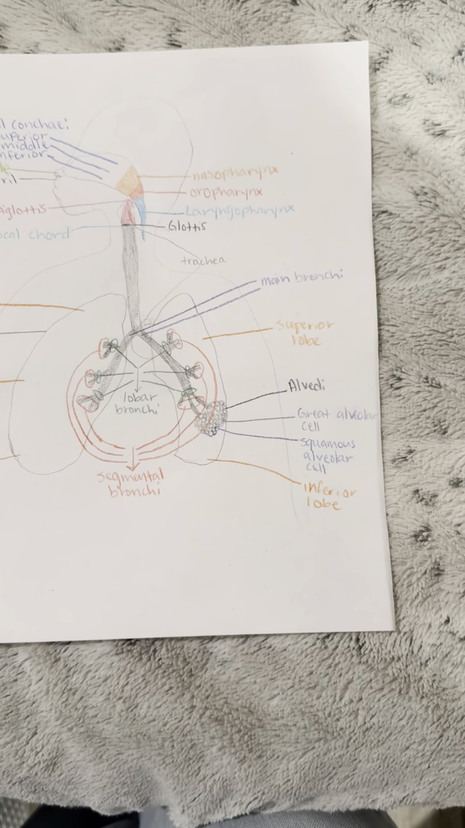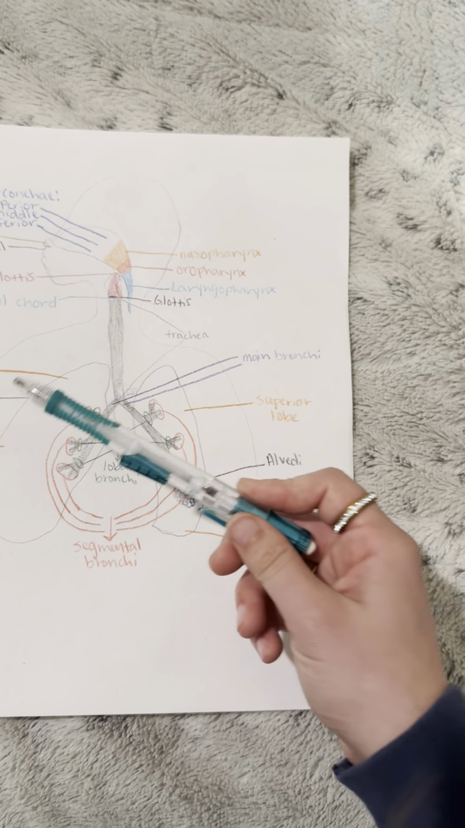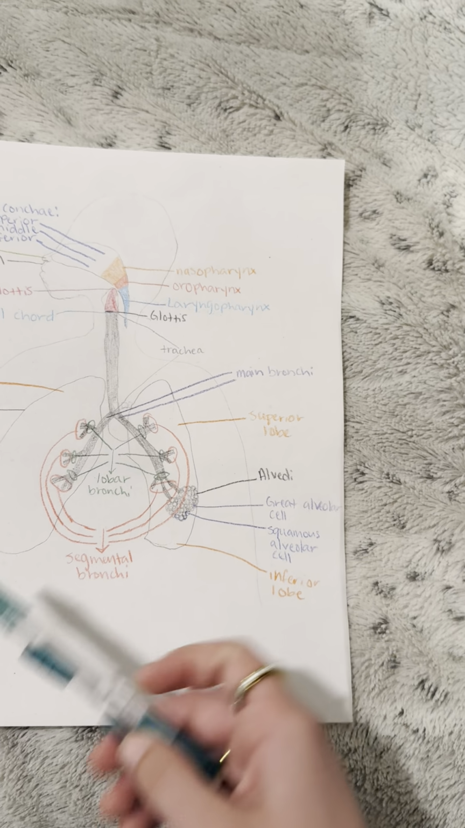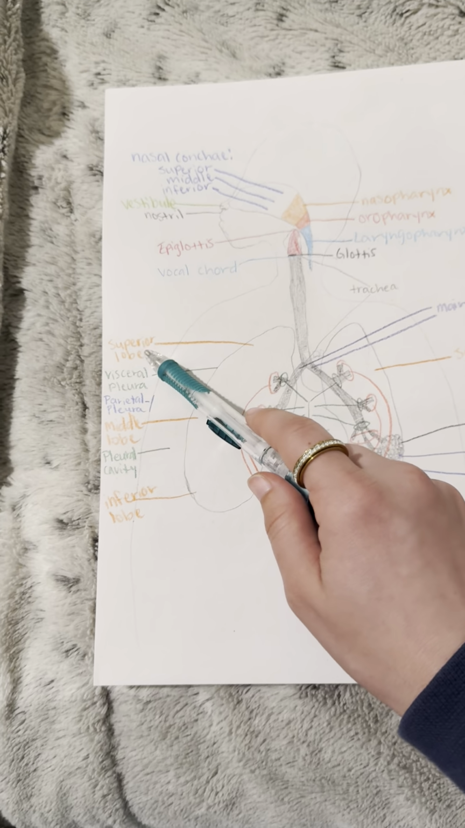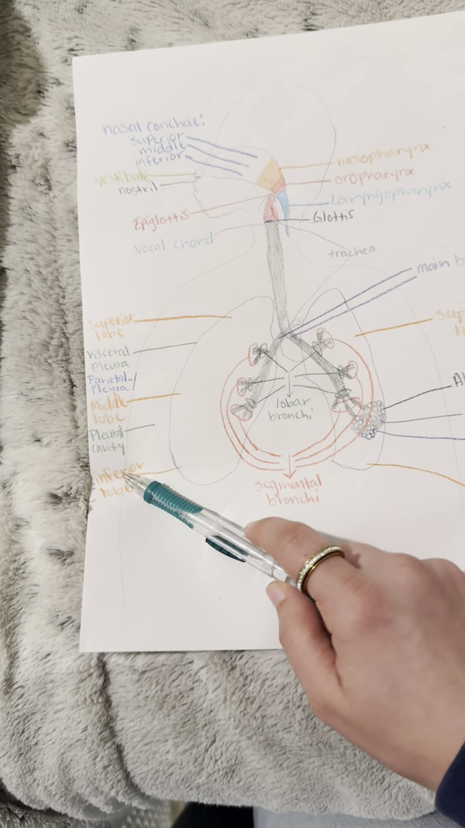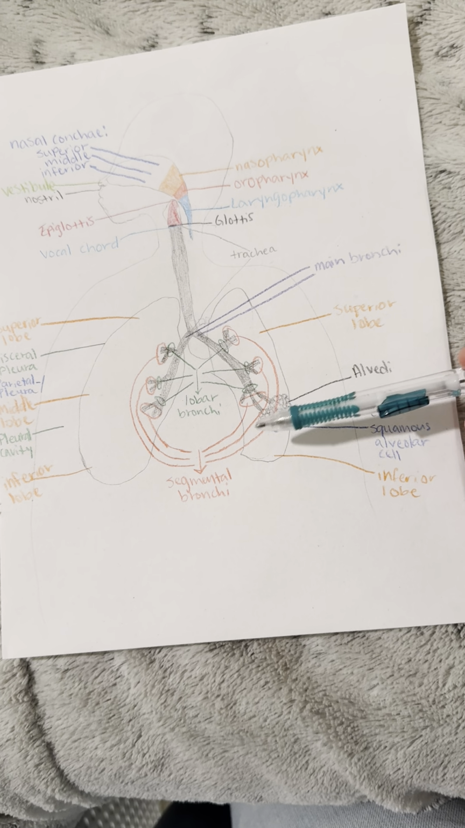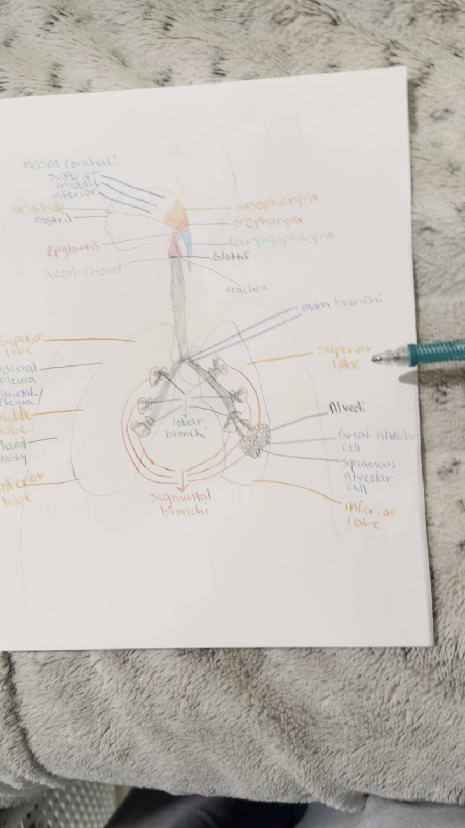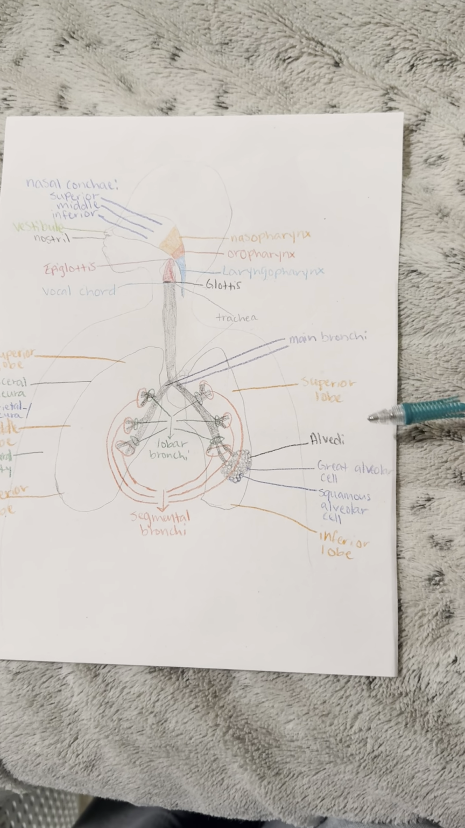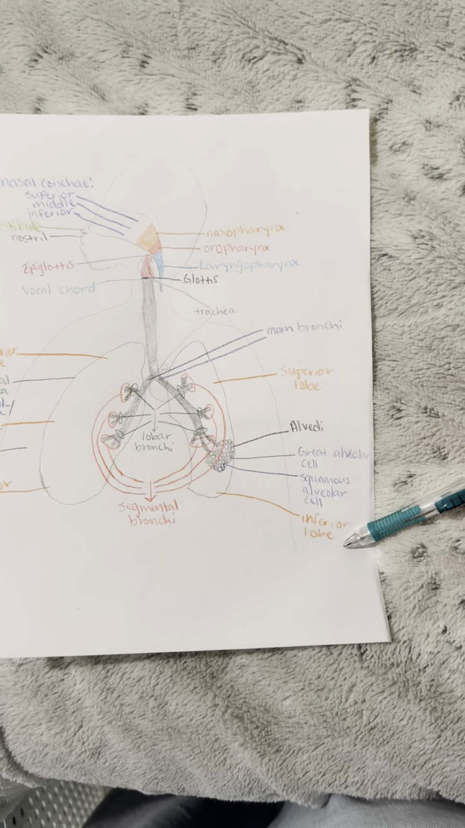And then next we have the lobes. So the right side of the lung has 3 lobes: the superior lobe, the middle lobe, and the inferior lobe. And since the left side has the heart, there are only 2 lobes on the left lung, which are the superior lobe and the inferior lobe.